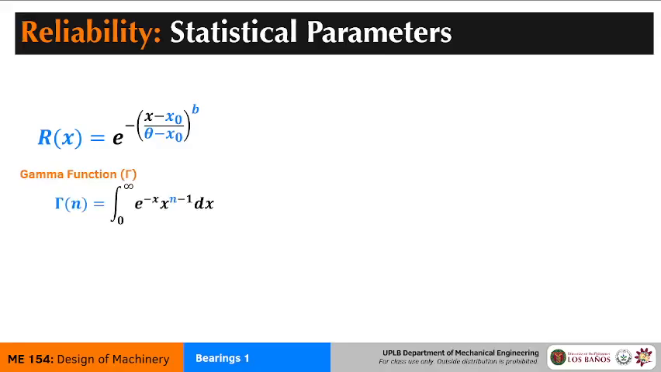The gamma function is really, really weird. It is a very special function that if you look at it, you might wonder why does it exist? Like, why should we care? The reason why we should care is that it's going to help us define some statistical parameters of the Weibull distribution. So even though it looks a little weird, we have to entertain its existence.